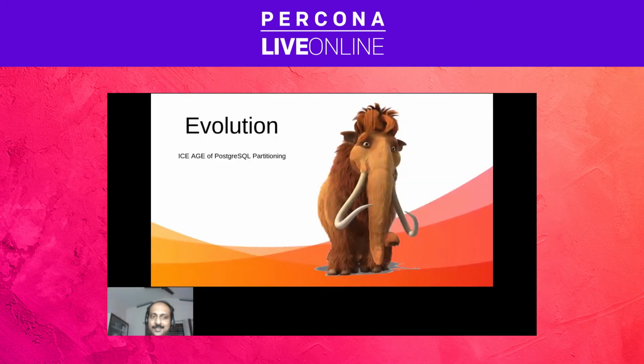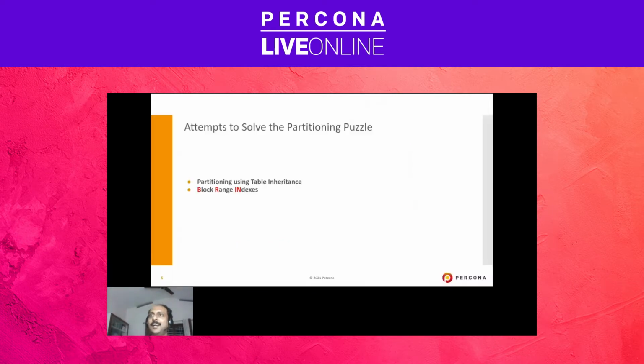Okay, so the evolution begins. The prehistoric age of partitioning: there were multiple attempts to solve this. In old versions before Postgres 10, we were trying to solve partitioning using table inheritance. There is another method, the block range index. Basically, it is a virtual partitioning: divide the table into block ranges. It's not a real partition, but it tries to solve the problem.